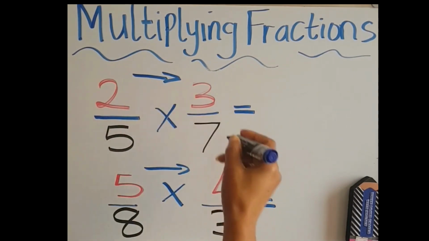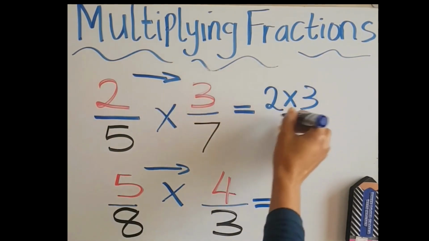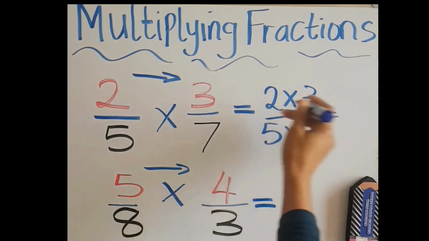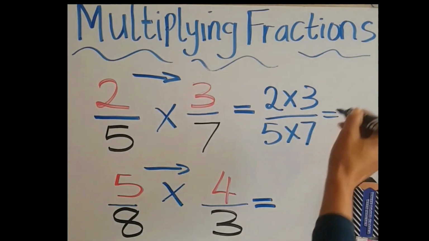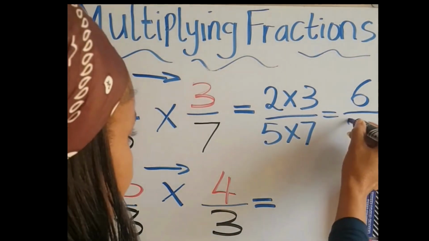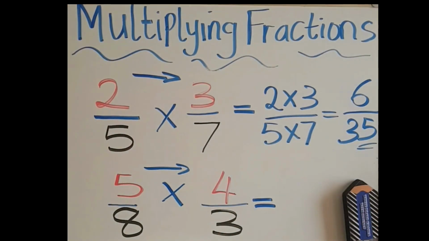So I'm going to write it out. This means 2 times 3 over 5 times 7. What is 2 times 3? 6. 5 times 7 is 35. So this is the answer. It's as simple as that.